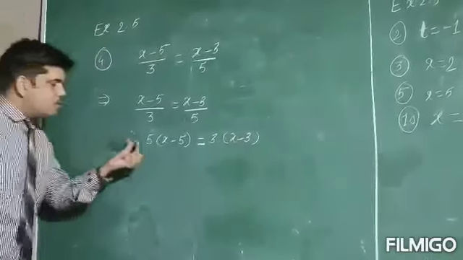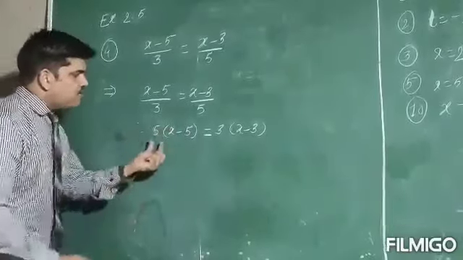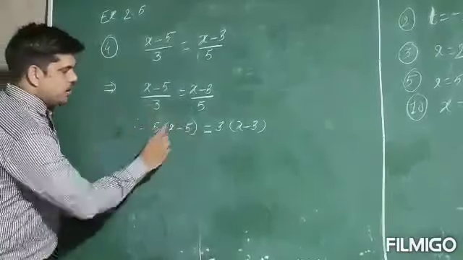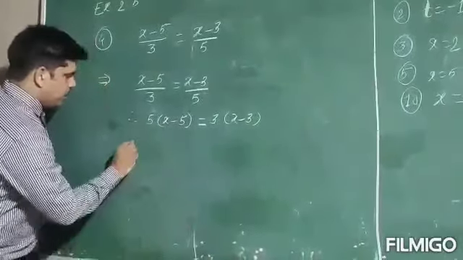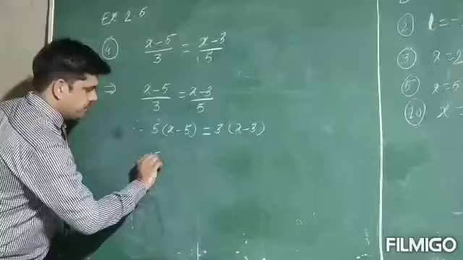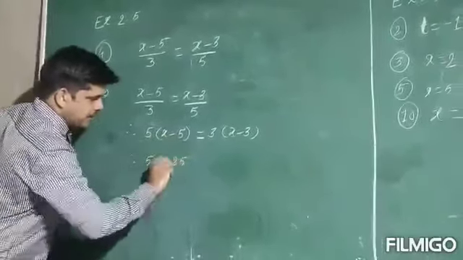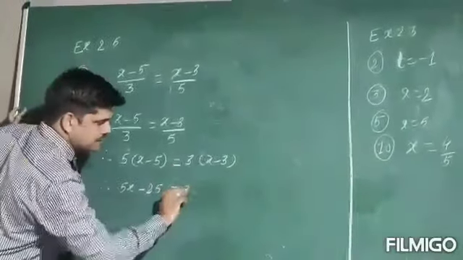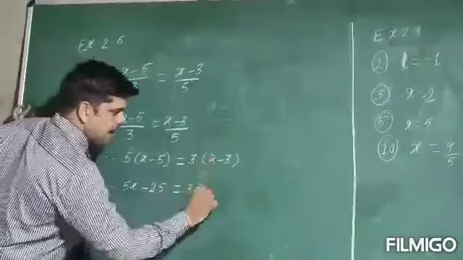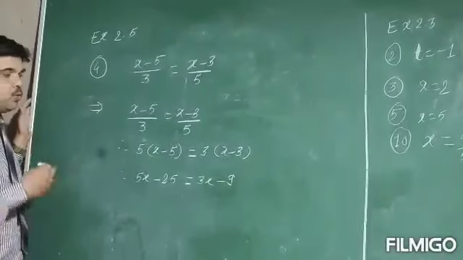Okay, now this outside number will multiply to the bracket. So 5 into x and then 5 into 5. So first 5 into x is 5x, minus 5 fives are 25. Take care of the sign here. Then is equal to 3 into x is 3x and 3 into minus 3 is minus 9. Okay, next step. Now what is the next step?